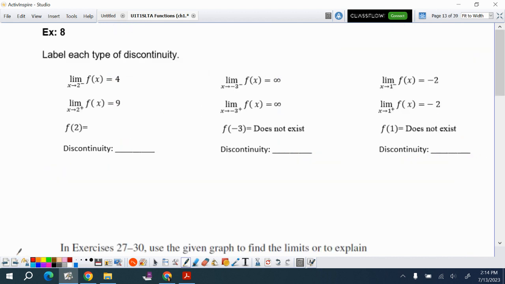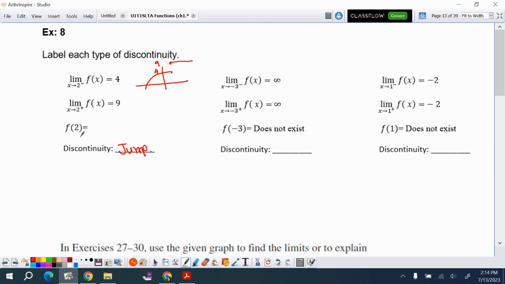Okay, so you don't have the graph, but you can easily sketch the graph based on this information. So label each type of discontinuity. If you are coming from the left, you are at 4. You are coming from the right, it is a 9. Obviously, this is a jump discontinuity.